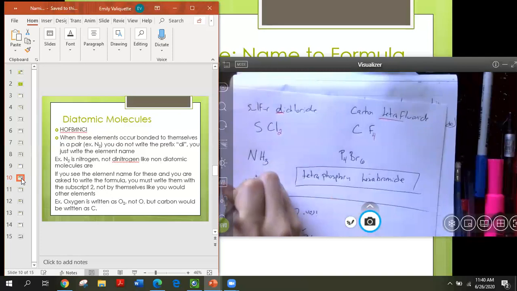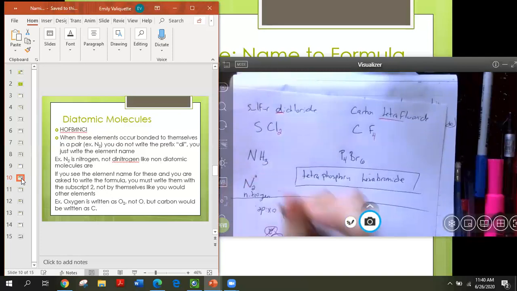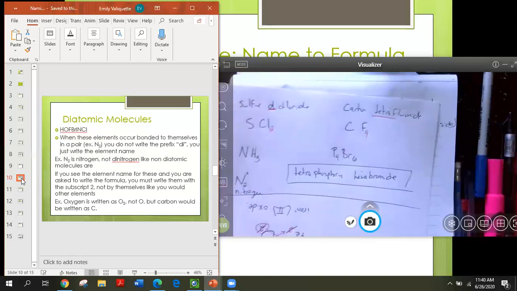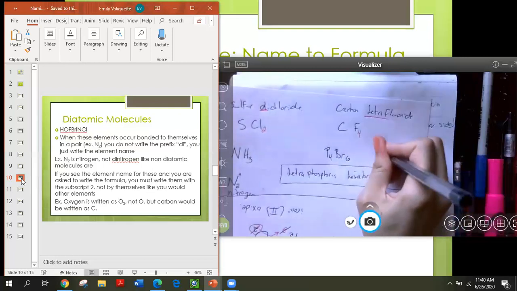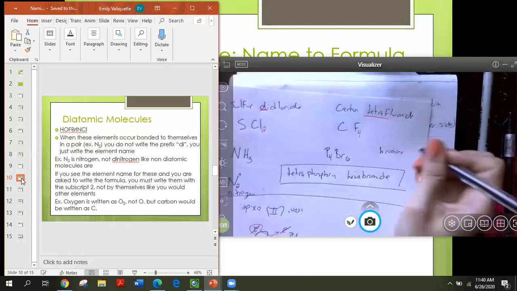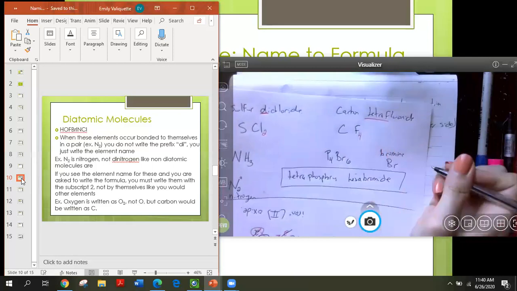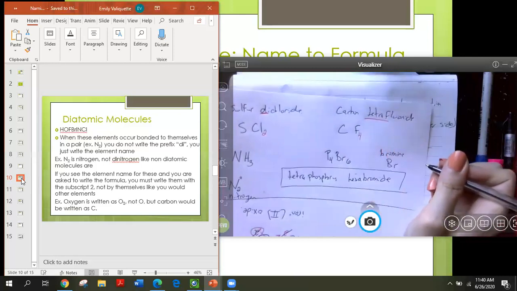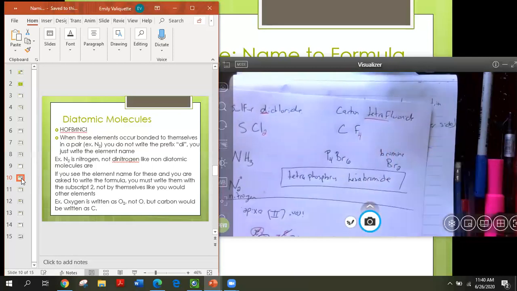That is nitrogen. Same with bromine. If I was told that I had bromine, that can't just be Br, because it's a diatomic molecule, it has to be Br2. So we only care about that when it's by itself, it has to be bonded to another one of itself. That is our diatomic molecule.